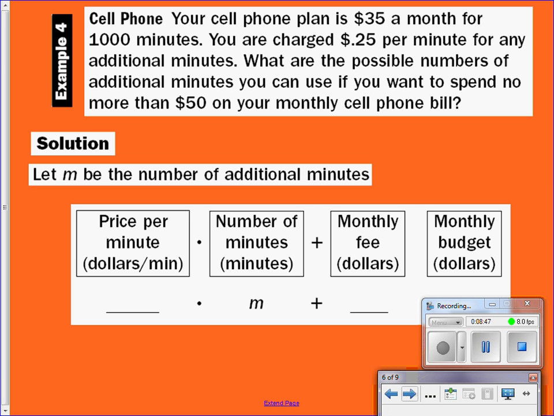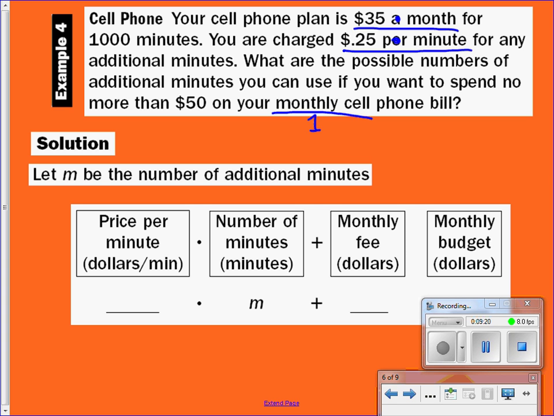So your cell phone plan is $35 a month. $35 a month, that means $35 times each month for the 1,000 minutes. Now you are charged 25 cents per minute, means 25 cents times each minute for any additional minutes. So what is the possible number of additional minutes you can use if you want to spend no more than $50 on your monthly cell phone?